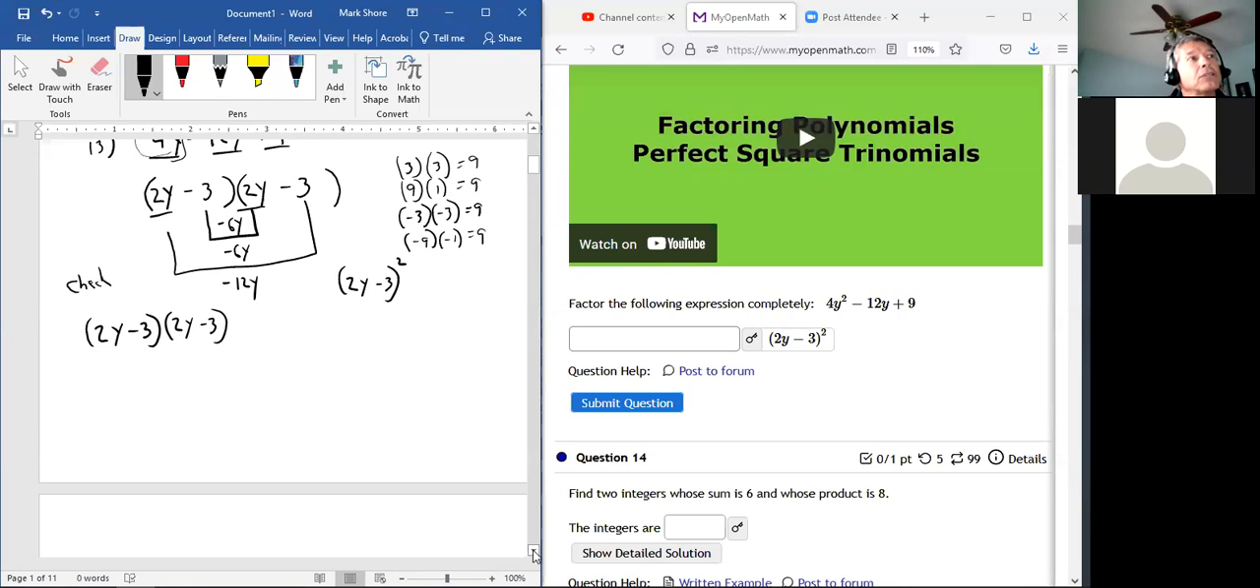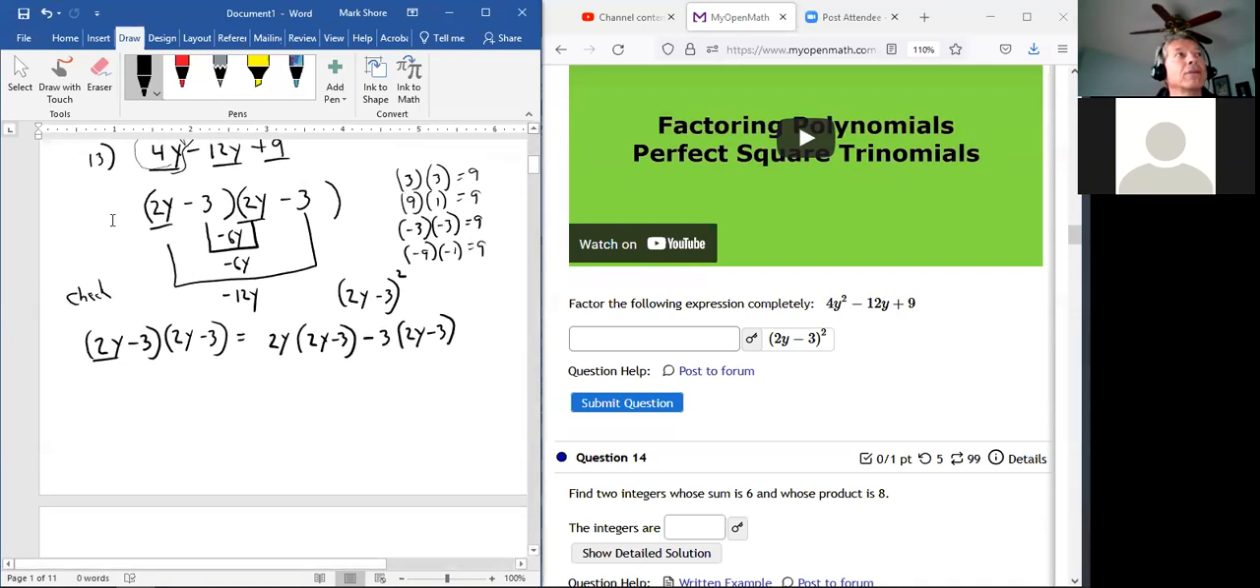So what we have to do is take the 2y through these parentheses. So I'll put it over here. We've got to take the 2y and multiply it through that 2y minus 3. Then we've got to take the minus 3 and multiply it through this set of parentheses, 2y minus 3. And we're just checking to see if we get back to our original problem up here.